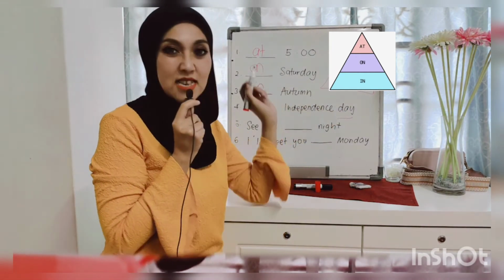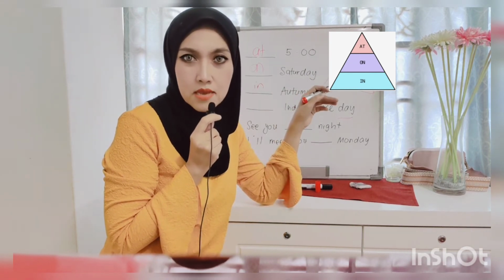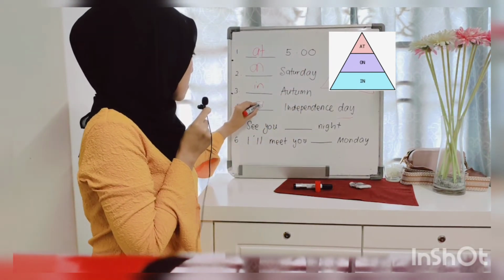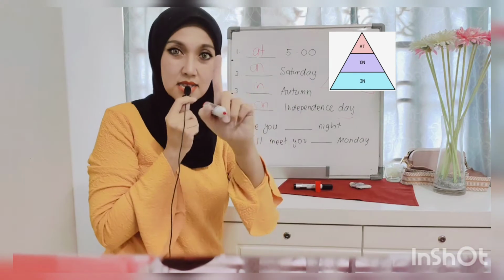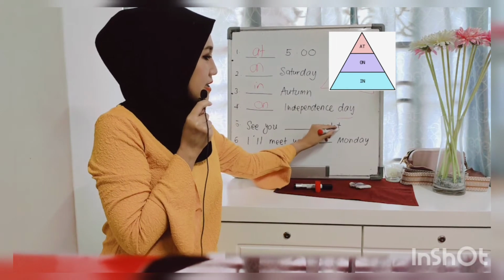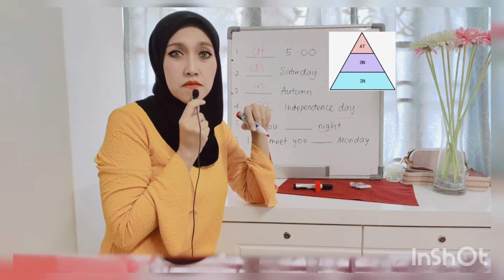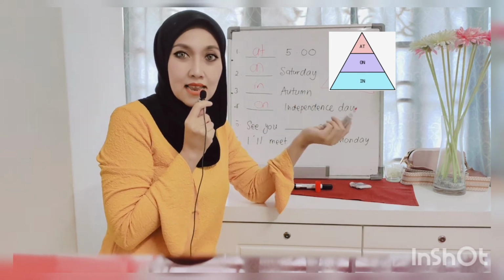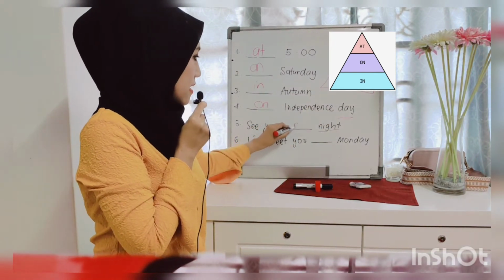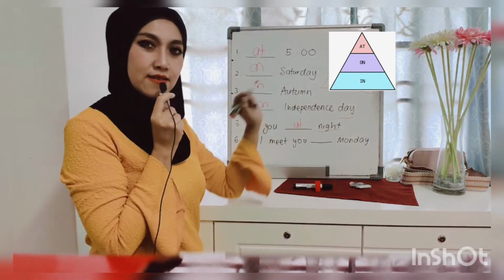Okay, Independence Day. The clue here is day. Independence Day is not every day, right? It's not a longer period of time, it's just one day. So for Independence Day we use on. On Independence Day. Next, see you, night. Here the timing is night. Night is very specific, right? It's either noon or night. So we use at night, very specific. See you at night, see you at noon.